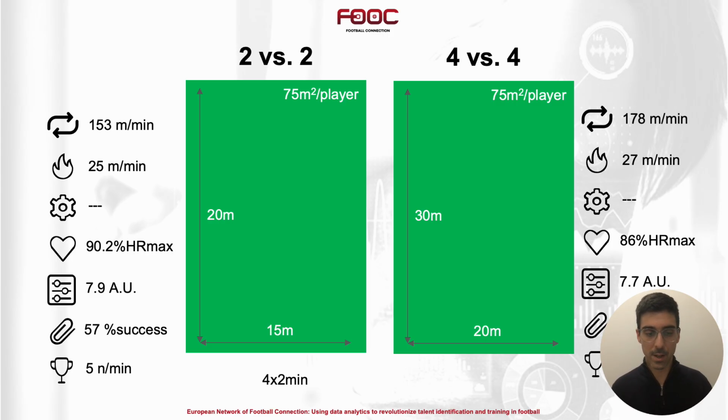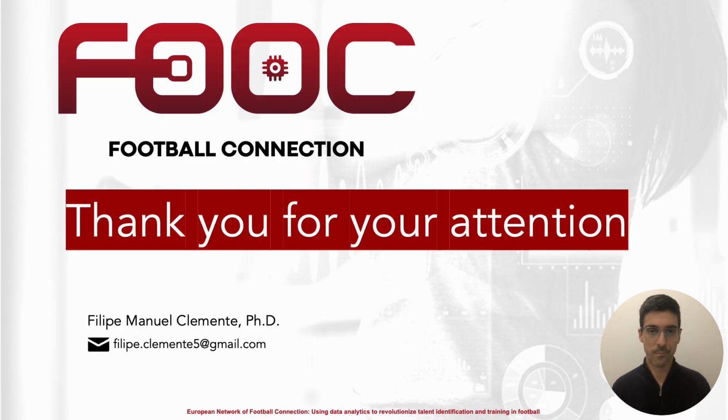In the case of accuracy, passes will be similar, and in shots we will see a decrease in 4 versus 4. It's normal because it will be more difficult to score a goal in this context. So this is a brief example of how to use data and information to build our exercises and to choose the specific drills for our objectives.